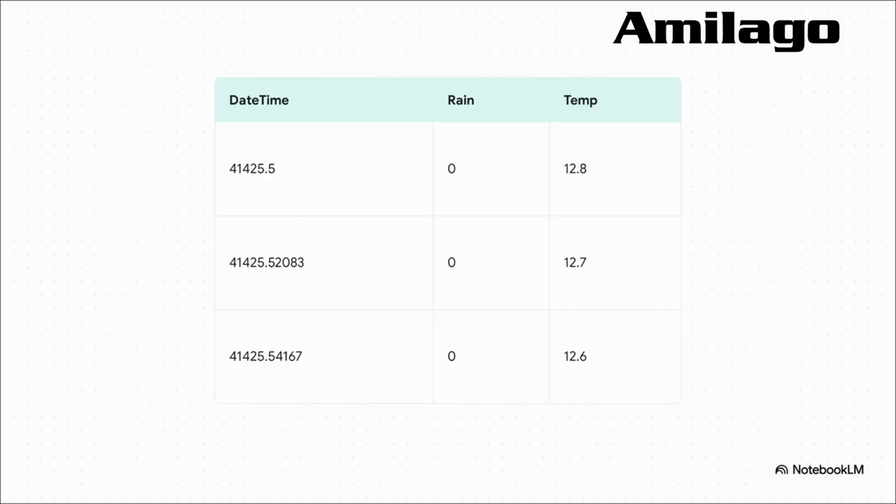Okay, so this is what we're starting with. Over 7,000 lines of data from a weather station. But just look at that first column. What on earth does 41425.5 even mean? Well, that's actually how Excel stores dates and times. For a person, it's completely unreadable, and for analysis, it's pretty much useless, just like this.